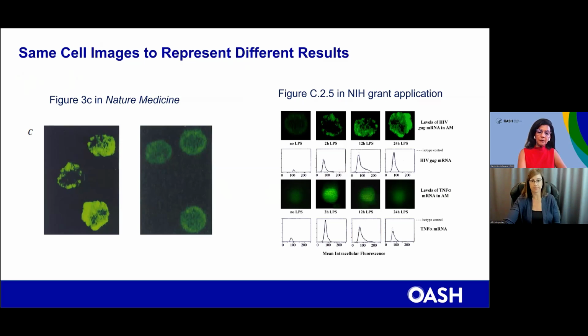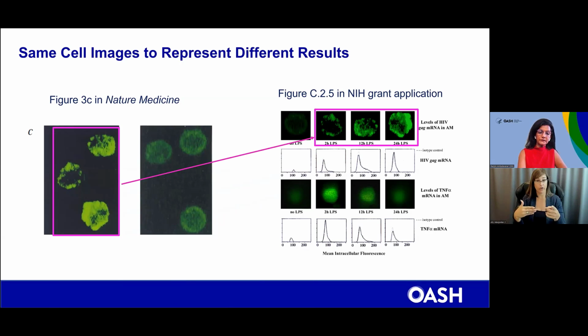So here's an example I'm going to show, a figure that appeared in Nature Medicine, figure 3C, but the right side is the figure in NIH grant applications. They are represented as different experimental results. However, there are problems in this.